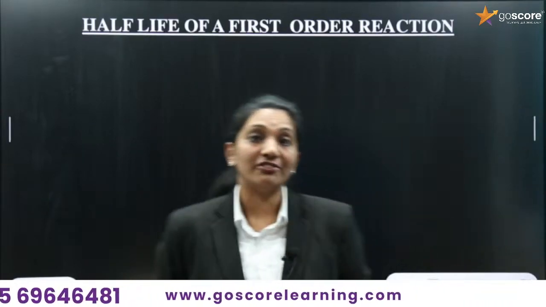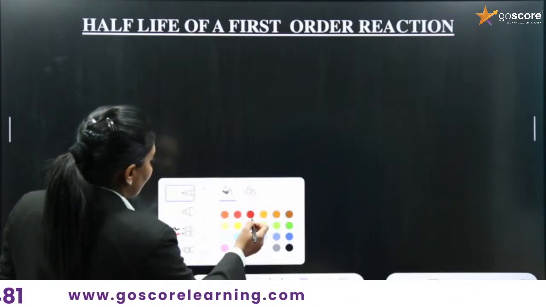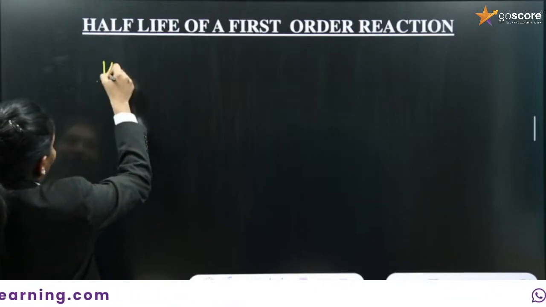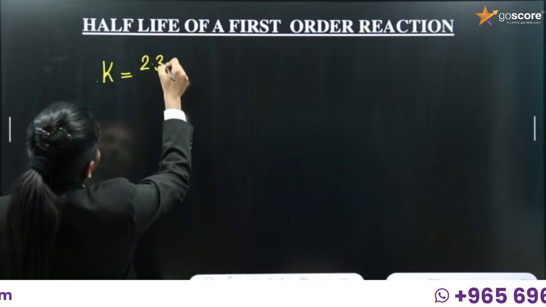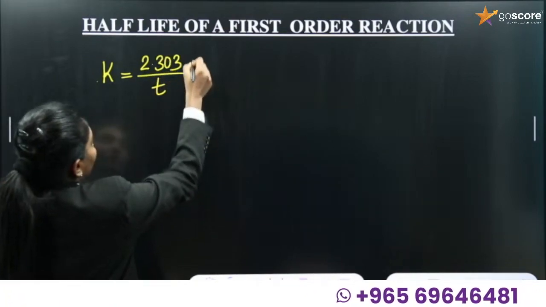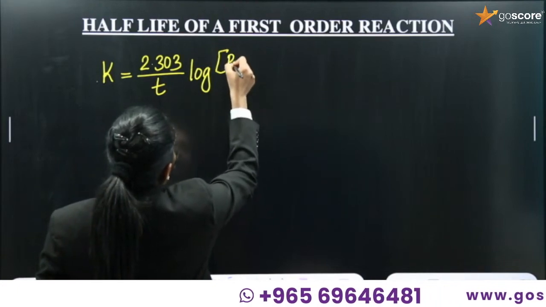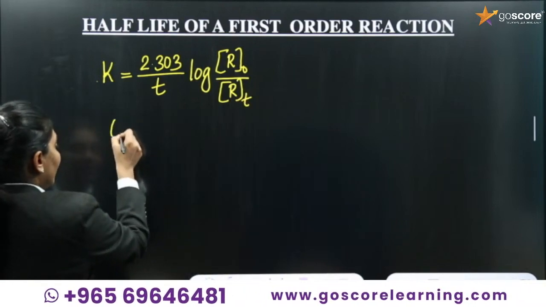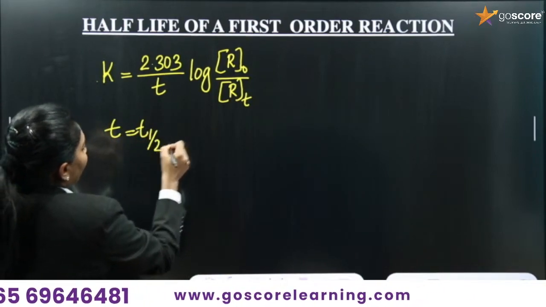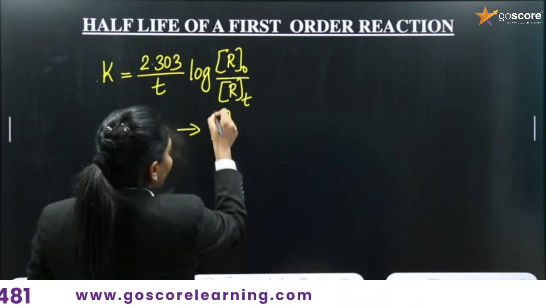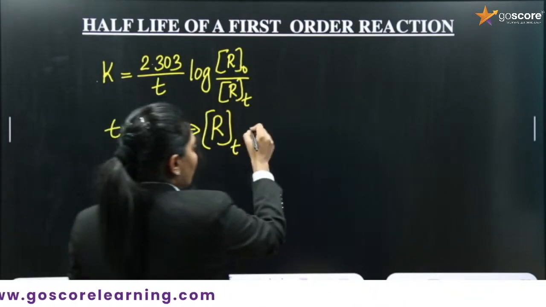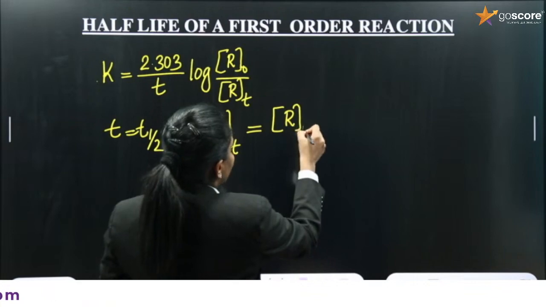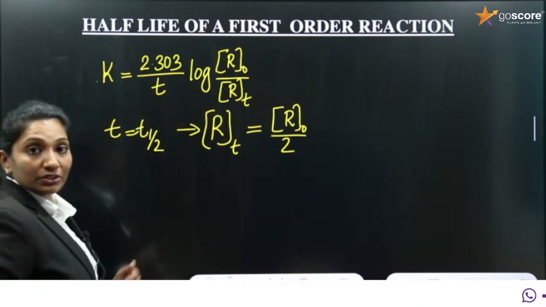Now we can see the half-life for first order reaction. Same like here. For first order reaction, what is the equation? K is equal to 2.303 by T into log R0 by RT, right? When T is equal to T half, then what will be the RT value? It will be same like what we did for the zero order. It will be half of the initial concentration, then it will be R0 by 2. Substitute the value in this equation.